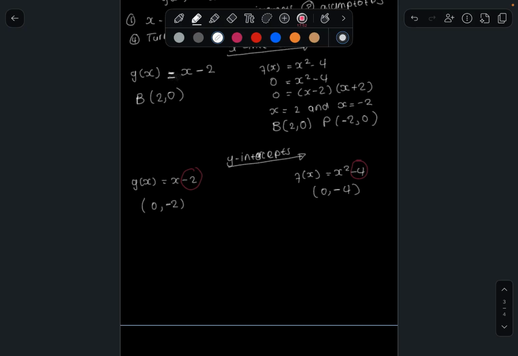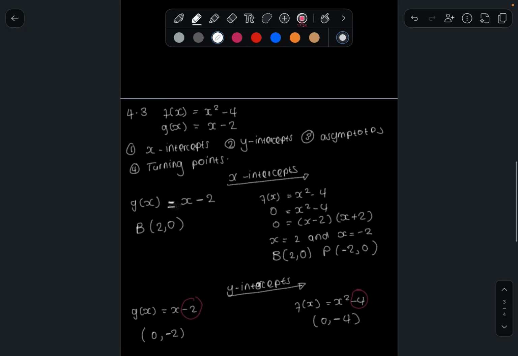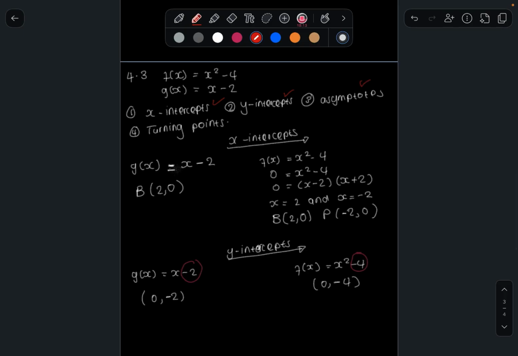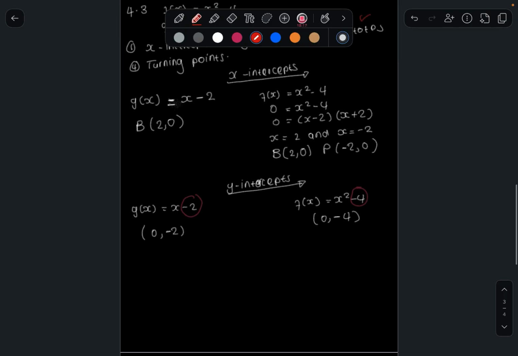We're done. Next step, what did we say? We have our x-intercept, y-intercept. Now we're looking for asymptotes. Look at these graphs. We have a linear function and a parabola function. Based on the nature of these graphs, do we really have asymptotes? So we don't have asymptotes. So there's no asymptotes, so we tick that part off. Now we go to turning points.